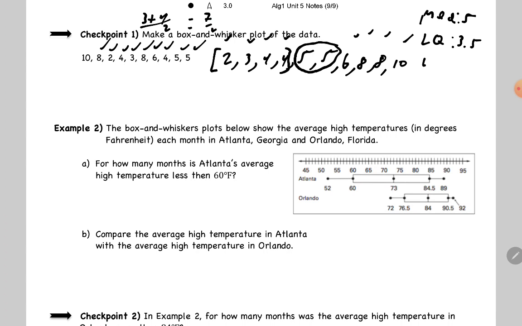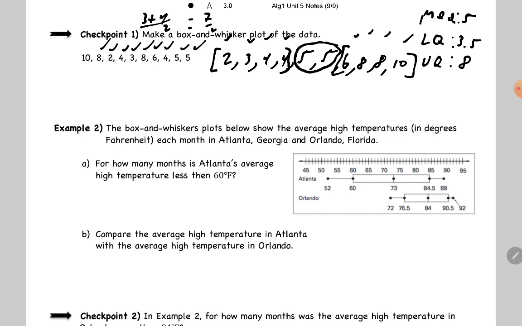And then the upper quartile is 8. Because the number in the middle of the upper half is 8 and 8. So the average between the two is 8.